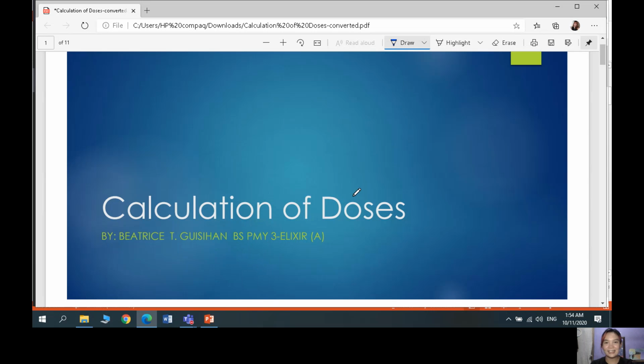So, hi guys. Today I am going to discuss calculation of doses, and I am going to show you different sample problems with their solutions and of course with the answer. Before I start, I'm just going to give 5 problems. Calculation of doses is a skill that all medical practitioners should practice and of course master.